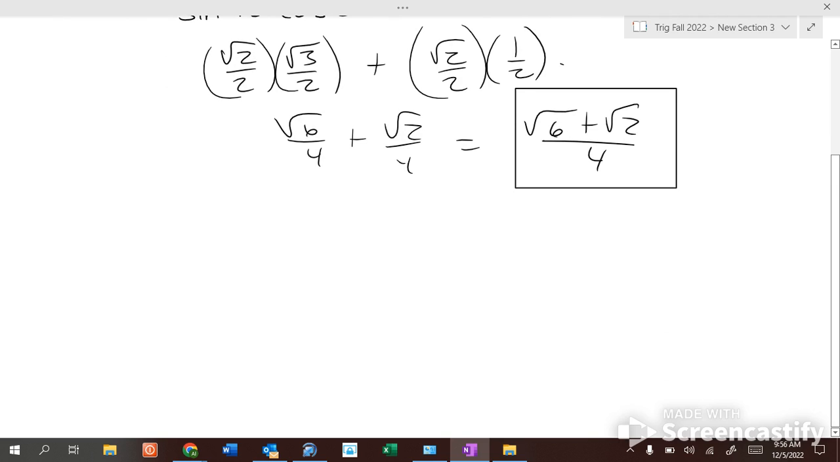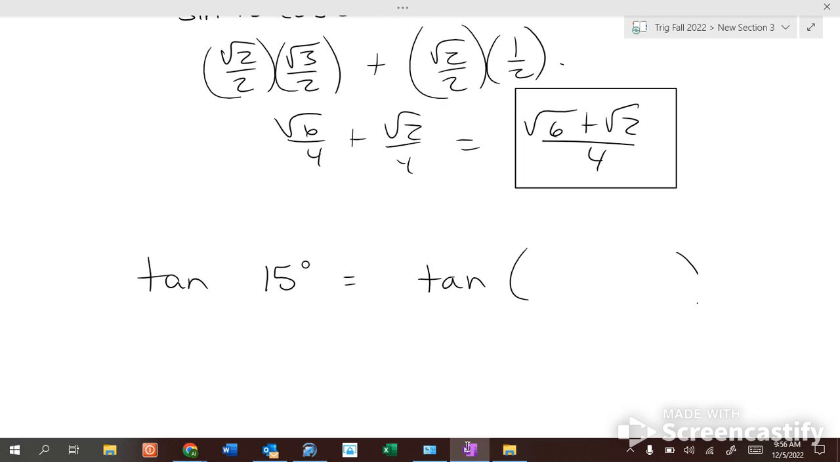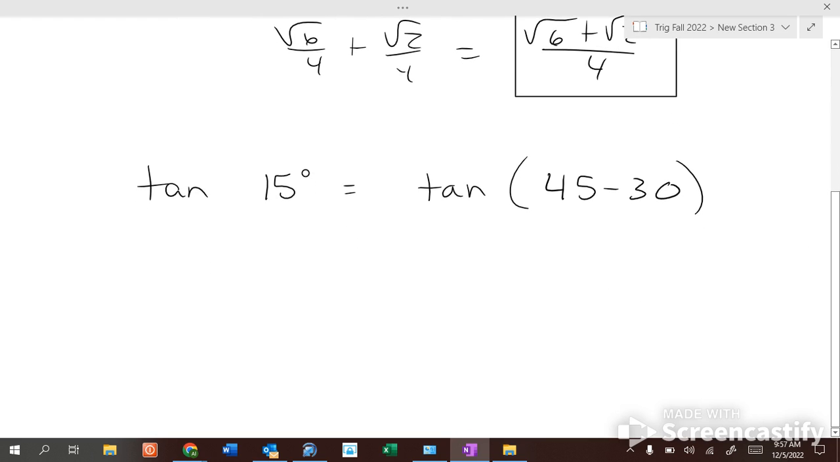Now it's the tangents that are a little more problematic. The tangent of 15 degrees. That equals the tangent of what and what? What would you go with? 45 minus 30. And I'll show you how that might not be the greatest idea in the world. But this is why we do this, so we figure out and learn from it.